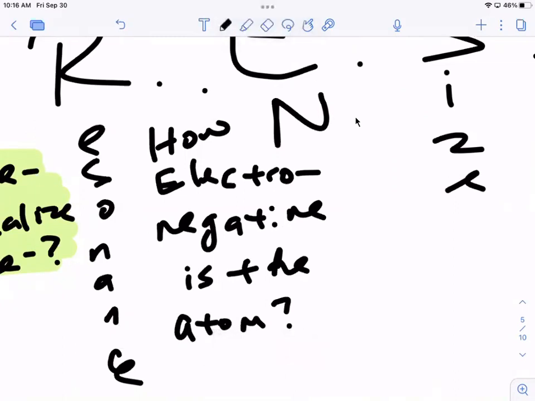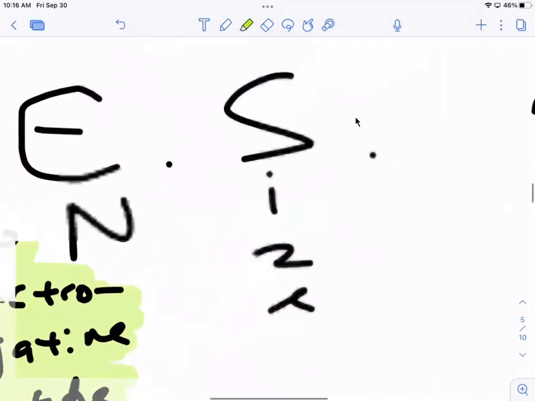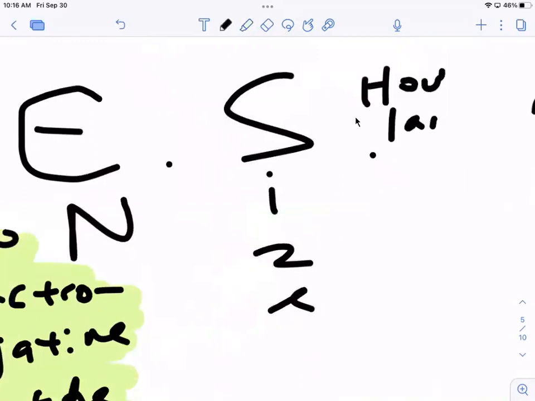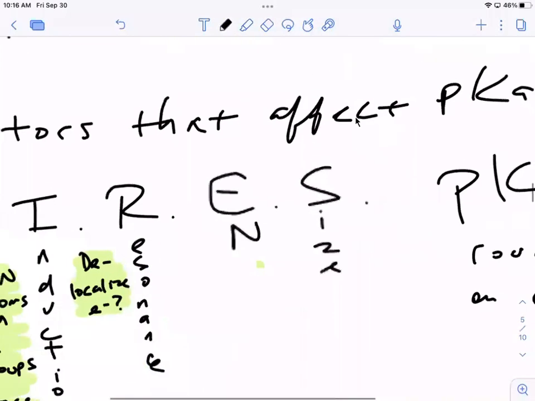Right, how electronegative is it? If it's highly electronegative, 9 times out of 10, the charge is going to be more stable than if it's not. Right, and then for size, that's obvious, right? How large is the atom?